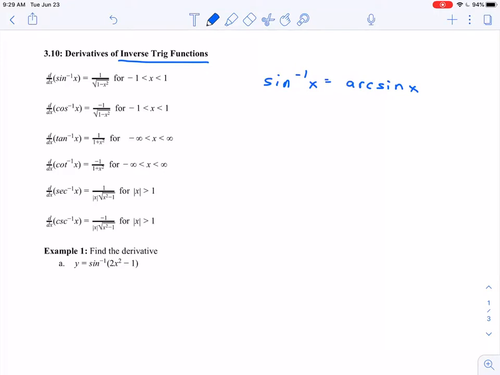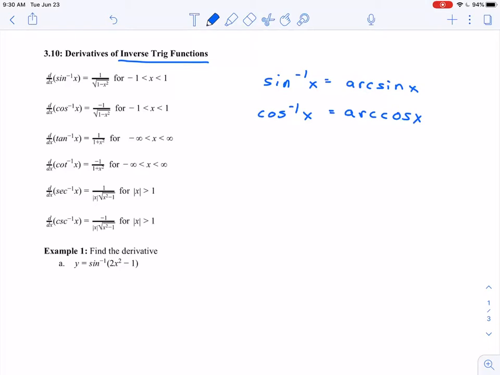And that would be true for all of these. So if we had cosine inverse of x, you may see that written as arc cosine of x. Simply a different notation, and that trend is going to continue down. So if we're talking about tangent inverse of x, you would see arctangent of x instead. So it means the same thing, it's just a different notation, a tomato-tomato situation.